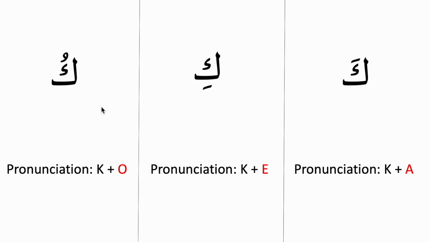Ku. Let's review together how we pronounce kaf with those signs. Ka, ka, kaf with fatha. Ki, ki, kaf with kasra. Ku, ku, kaf with dhamma.